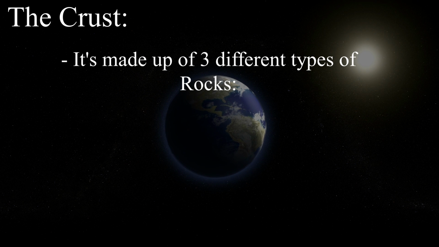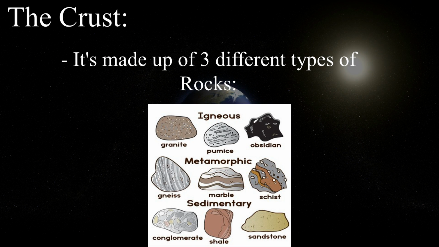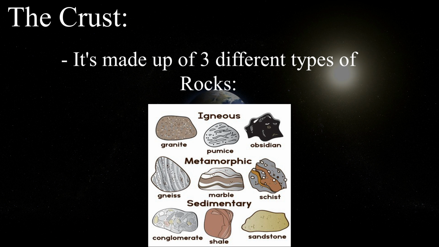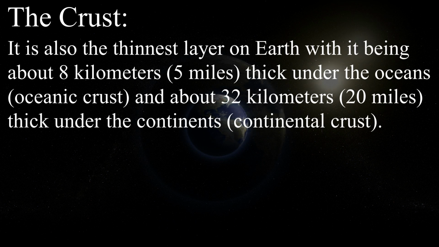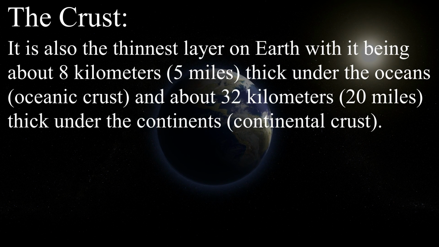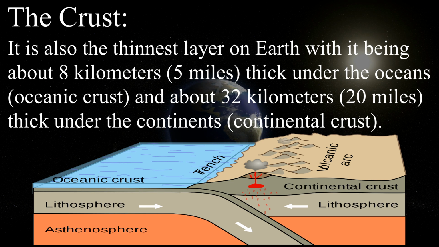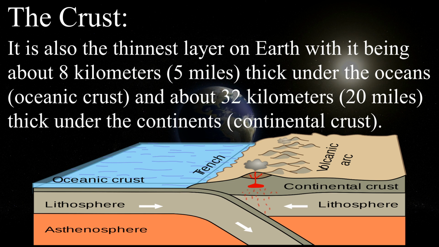The crust is the outermost layer of Earth. It is made up of different types of rocks: igneous, metamorphic, and sedimentary rocks. It is also the thinnest layer on Earth, with it being about 8 kilometers thick under the oceans and about 32 kilometers thick under the continents.